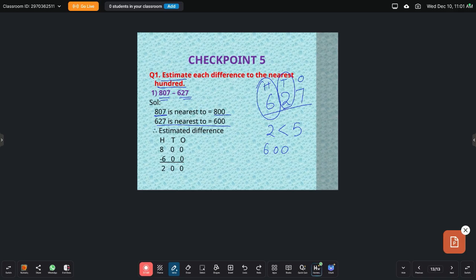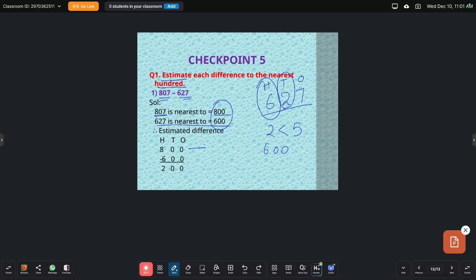Look here. 627 is nearest to 600. Now what we have to do? We have to find the difference between these rounded off numbers. Okay? हमने manuend को round off किया, हमने subtrahend को round off किया. Now we have to subtract these rounded off numbers. Fine? So here we will write them.